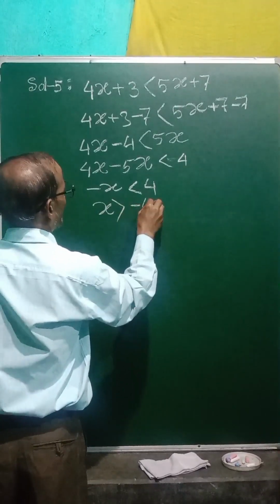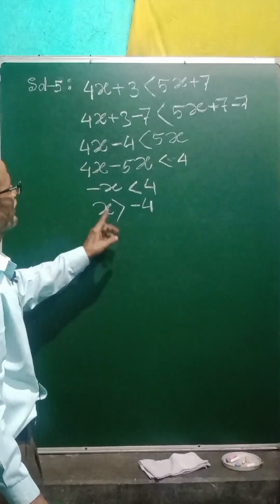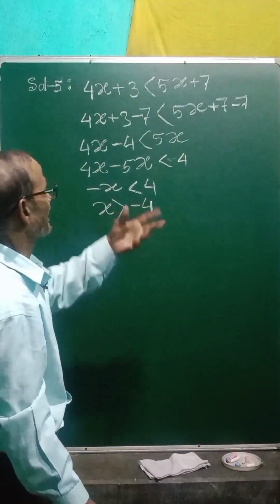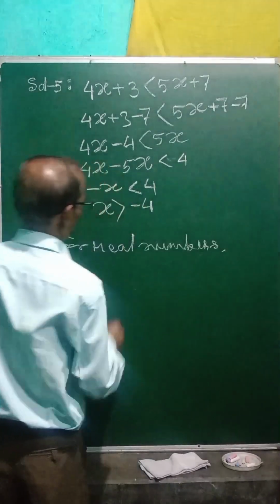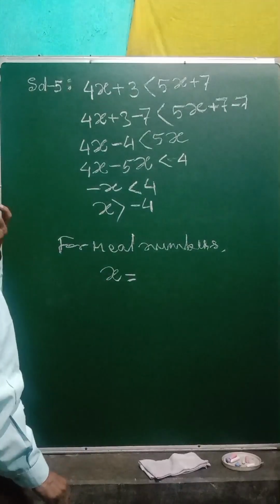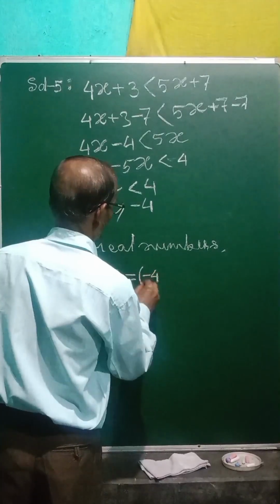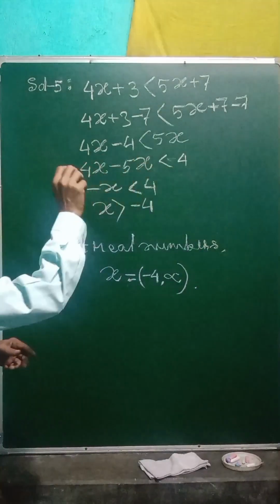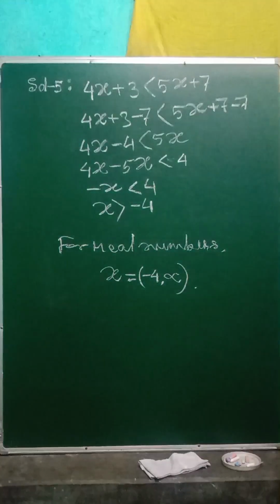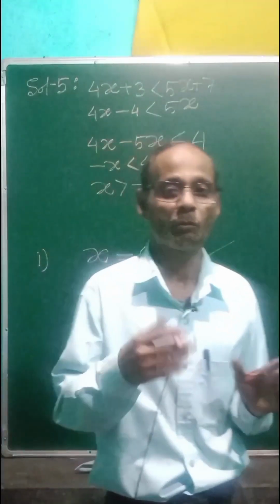We are asked to solve this inequality for all real x. For real numbers, x is equal to minus 4 to infinity. Next we are starting some modified questions.